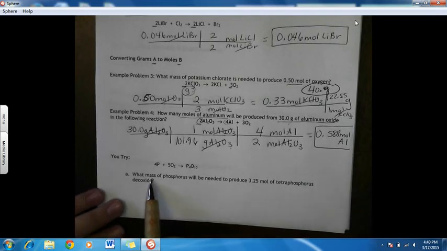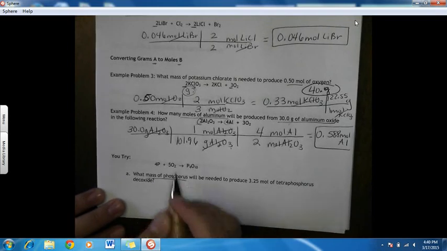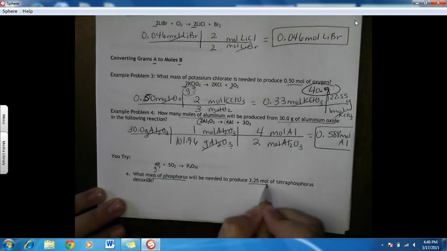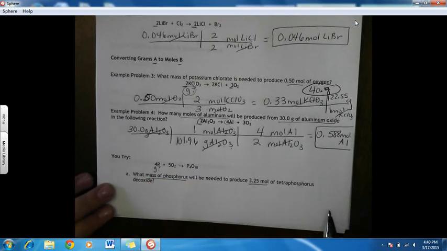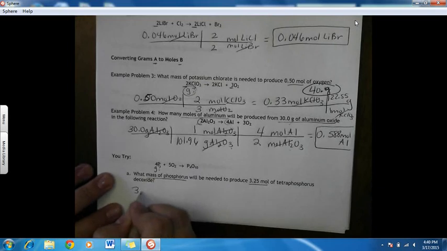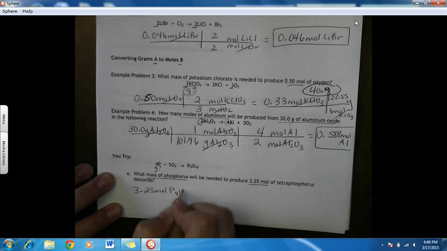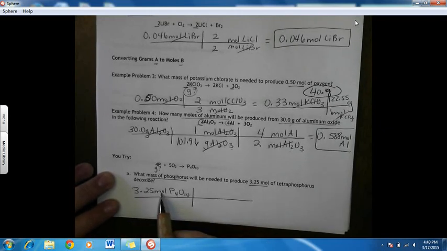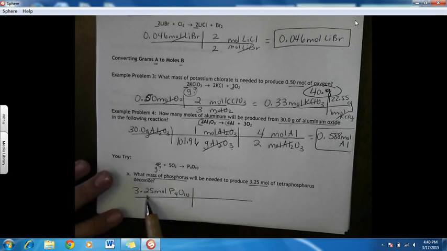Alright, so what is the mass of phosphorus? So we're looking for the mass of phosphorus that will be needed to produce 3.25 moles of tetraphosphorus dioxide. So we have 3.25 moles of tetraphosphorus dioxide. Alright, I want to convert this into mass of just phosphorus. But before I can get to mass of phosphorus, I need the moles of phosphorus. And so we can find the moles of phosphorus with our mole ratio.